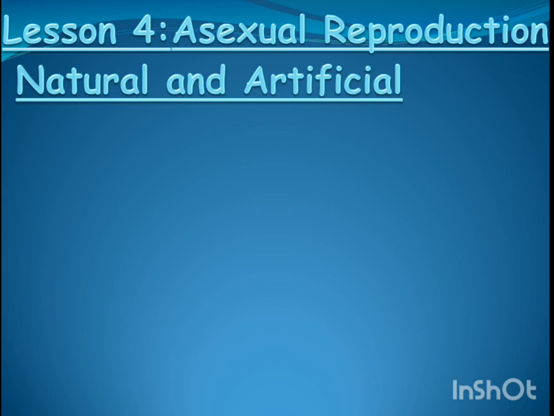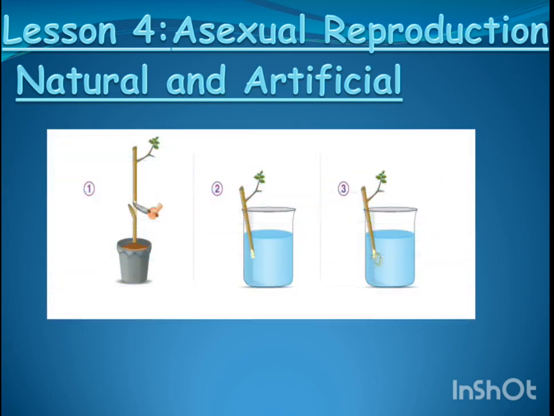One is fragmentation, in which a piece of the plant, or a fragment, is taken out, and it can grow into a new plant. Okay, so in this way the plant can grow asexually, which happens naturally: fragmentation.